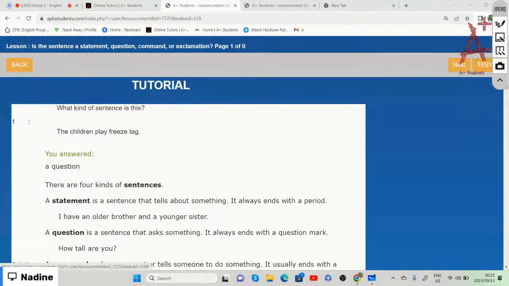All right, let us do some more examples. Logan poured some ice water for us. And it ends with a period. So if we look at the sentence, what kind of sentence is this? Is this a statement?